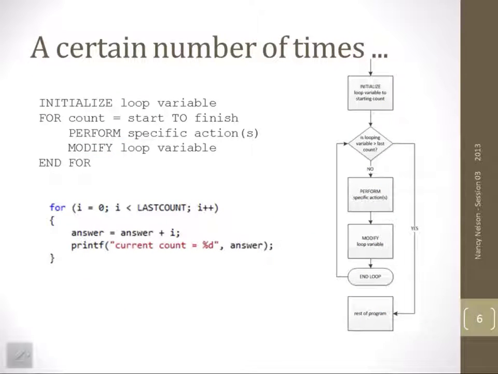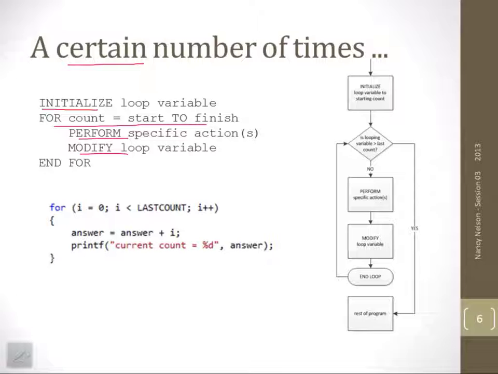The third type of loop we have is a for loop, and that's when we want to do things a certain number of times. We have the exact same four things. We have an initialization, a test here, which is we're counting from a start to a finish point, the tasks, and the modification of the counting variable or looping variable.